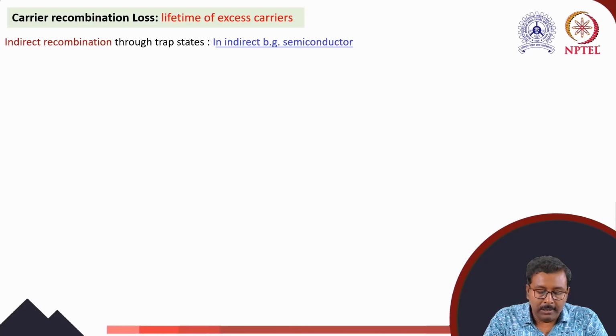Now let us come to the discussion of indirect recombination through trap states. In case of indirect band gap semiconductor, this recombination takes place mainly, say for silicon. In this case, recombination of carrier cannot take place without the help of a defect state or a trap state, which is nothing but an allowed energy level in the forbidden gap of the semiconductor.